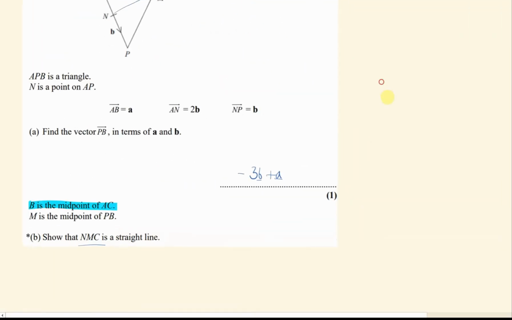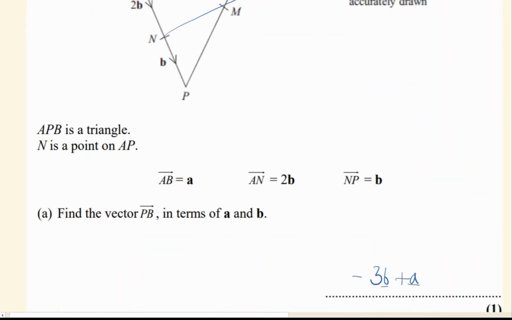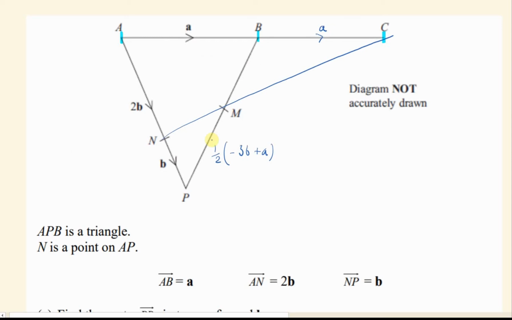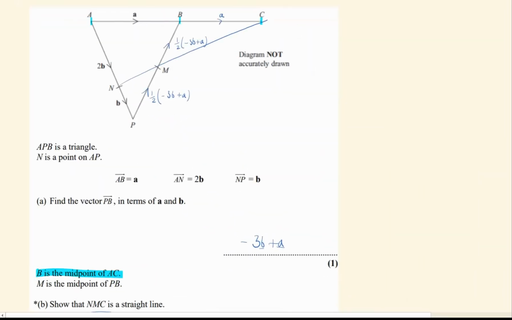We are told M is the midpoint of PB. Again, that's useful. We know what PB is. PB is this fella here. So that means each of these is going to be half of that. Again, that's a vector PB, which points from P towards B, so we're going to be in this direction here. To show that NMC is a straight line, I'm going to work out the vector from N to M, and then the vector from M to C. I need to show that those two things are parallel to each other. If they're parallel, and they both include the same point, then they must be on a straight line.